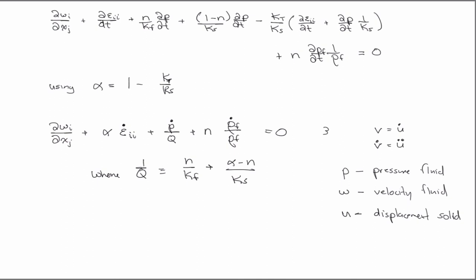Remember that V and W are vectors, right? So if we were to code this up in finite element code in three dimensions, we'd have to solve for three displacement components, three velocity components, and pressure. So every computational node would have 7 degrees of freedom. Even one hexahedron would have 28 unknowns.